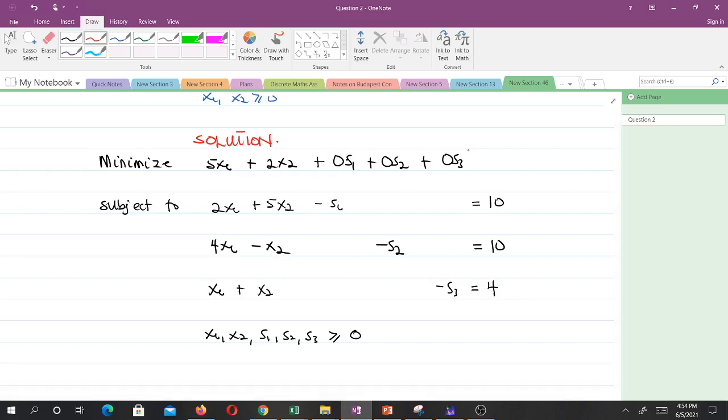So now we have 2x1 plus 5x2 minus s1 equals 10. Then 4x1 minus x2 minus s2 equals 10. And x1 plus x2 minus s3 equals 4. And now our non-negativity constraint is x1, x2, s1, s2, s3 greater than or equal to 0. So this is how we write our LP models in standard form. And that's always the first thing for you to do when you are using the simplex algorithm to solve the LP model.